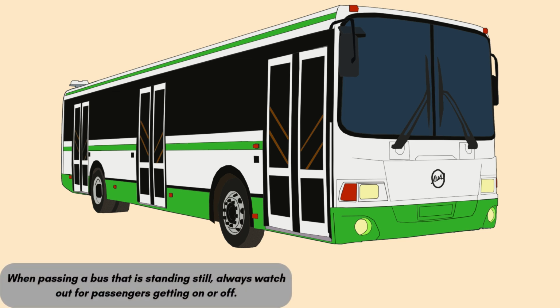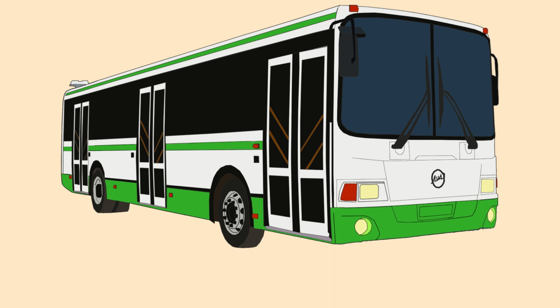So, when passing a bus that is standing still, always watch out for passengers that are either getting on or off. So let's say you're approaching this bus that has stopped, right? And you are planning to just suddenly overtake. You're not going to stop and look out. What if someone steps out from that bus in front of you? That's why you're going to need to drive slowly and be ready to stop in case anyone actually gets off last minute or enters at the last minute.